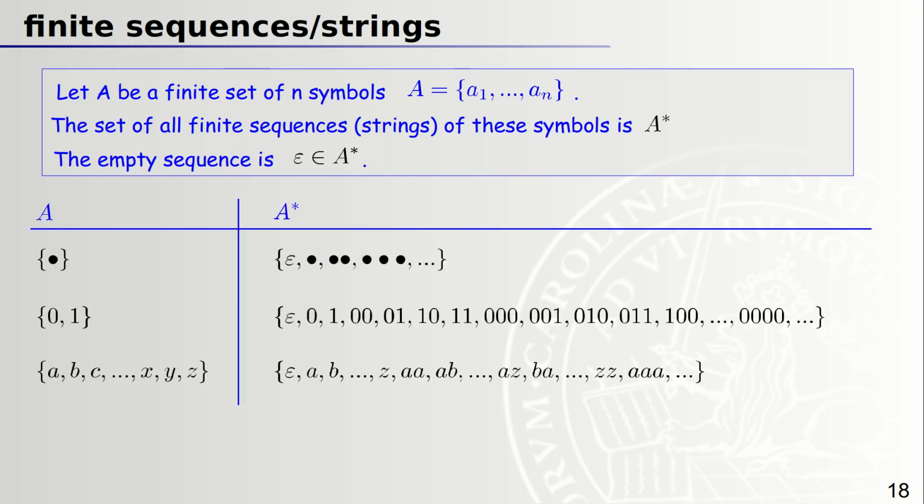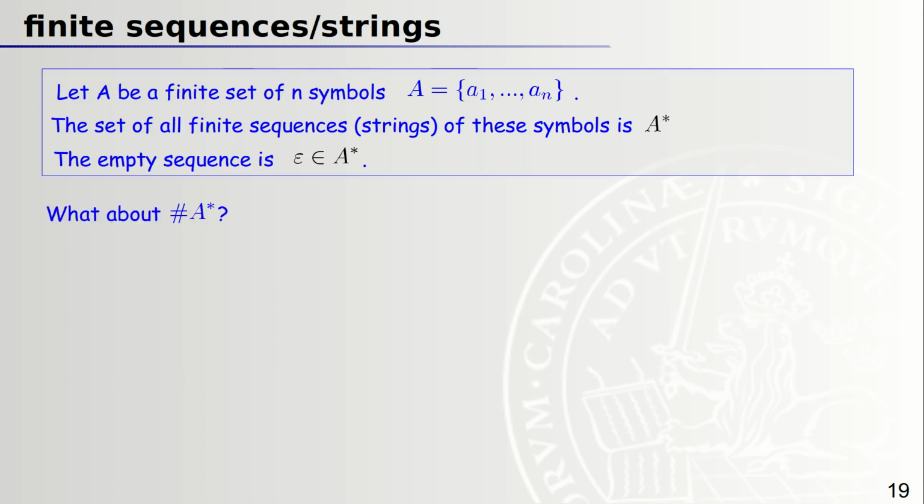Here are a few examples for alphabets and the corresponding sets of strings. Note that unless the alphabet is actually empty, the set of strings over it is always infinite. But just how infinite?